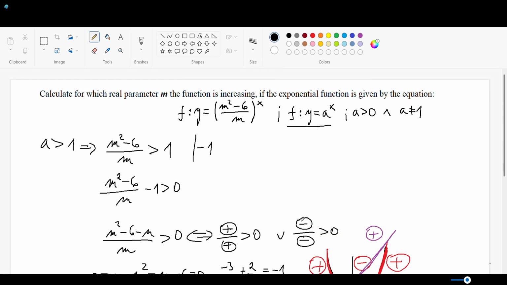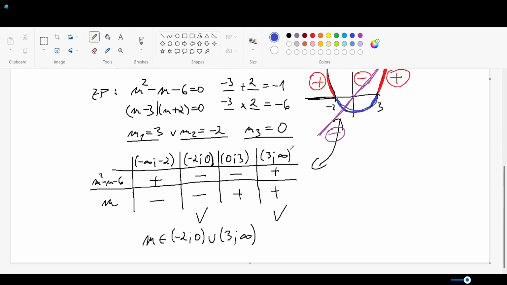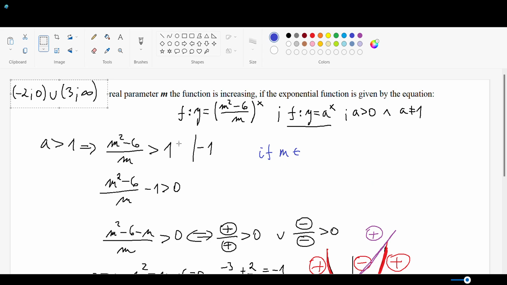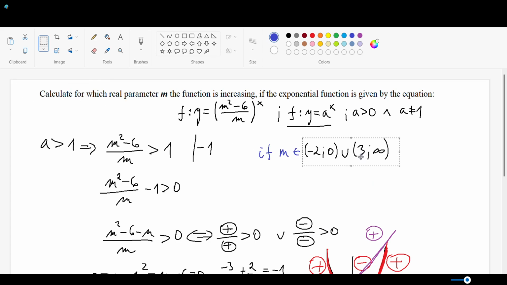So to summarize and give the result for this exercise, it would mean that if parameter m is from -2 to 0, I will use this tricky thing. If parameter m is from these two intervals, then our function is increasing.